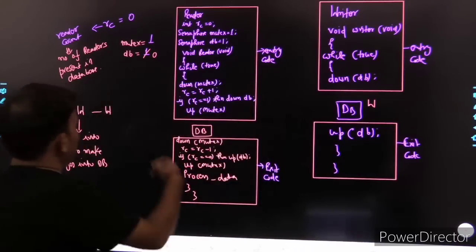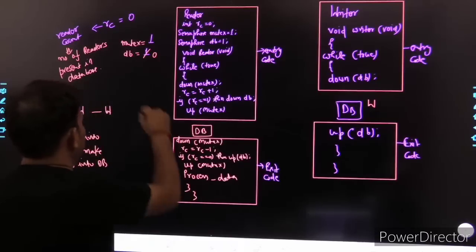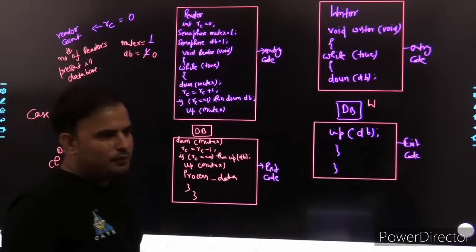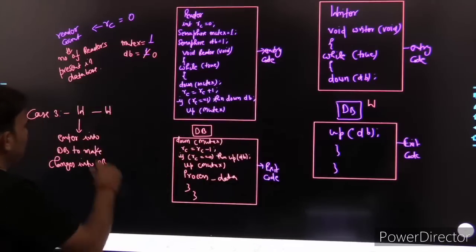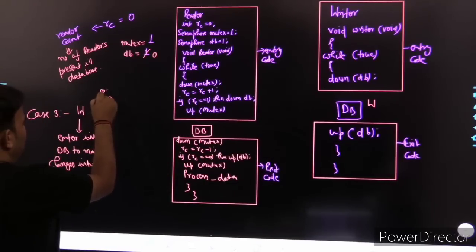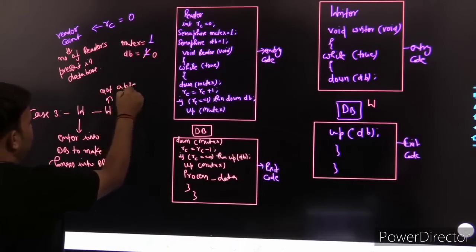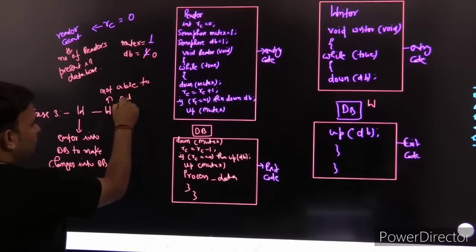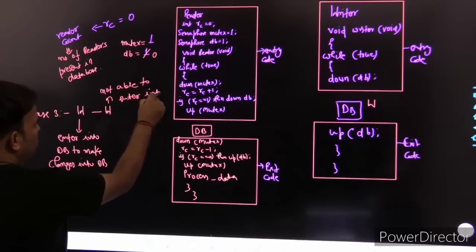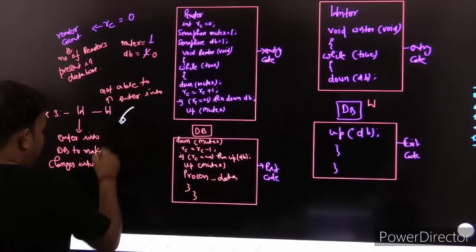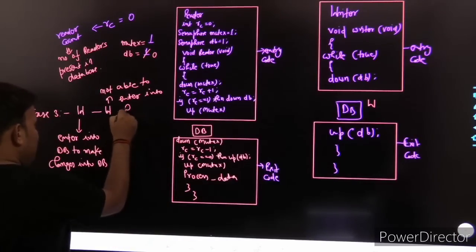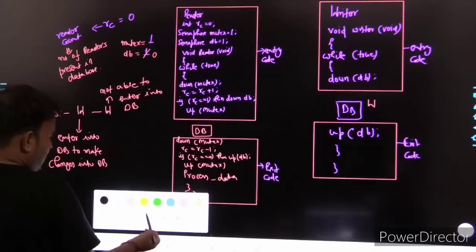Understand? We cannot perform a down operation again on DB because DB is equal to 0, and a binary semaphore takes only two values, 0 or 1. So it is not able to enter into the critical section, sorry, into the database. You can consider the database just like a critical section.